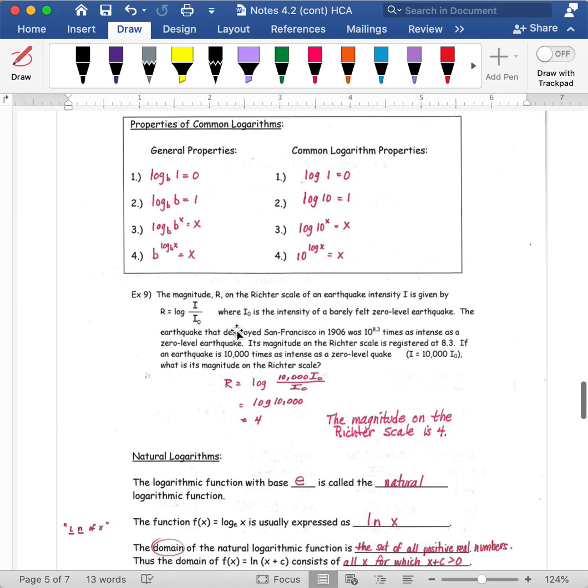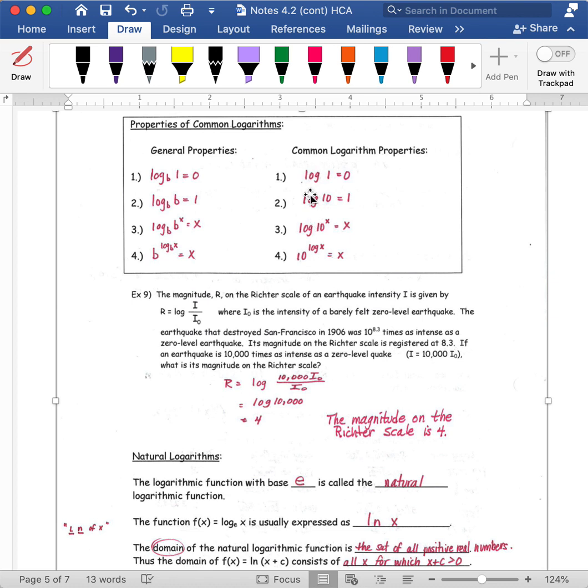Okay, properties of common log. Remember, the common log is base 10. These apply to any base, right? Because b to the 0 is 1, b to the 1 is b. These are your inverse functions, right? Log base b of the same base b raised to the x power equals x. b raised to the power log of the same base b of x equals x. We can apply these common properties to common logs as well.